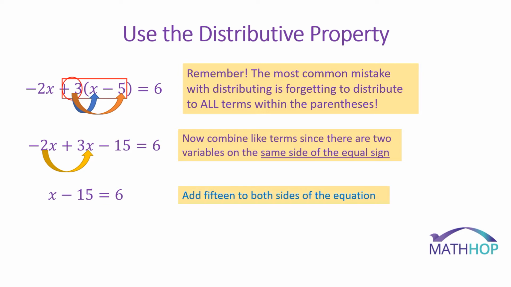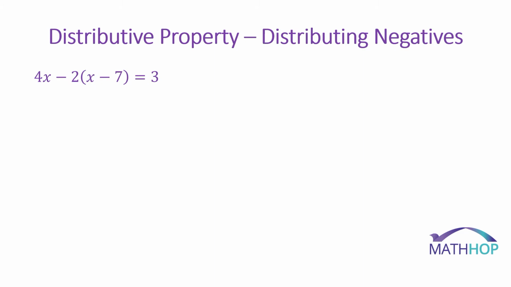So we can add 15 to both sides of this equation, right? X minus 15, the opposite of minus 15 is adding 15 to both sides, and we get x equals 21. That was a pretty nice and clean distributive property. Let's see a distributive property where we are distributing a negative.